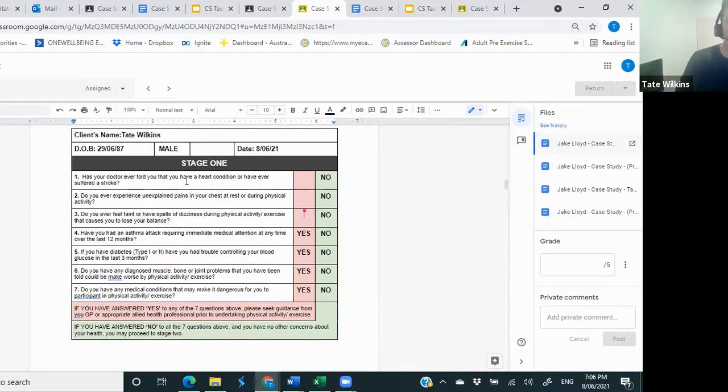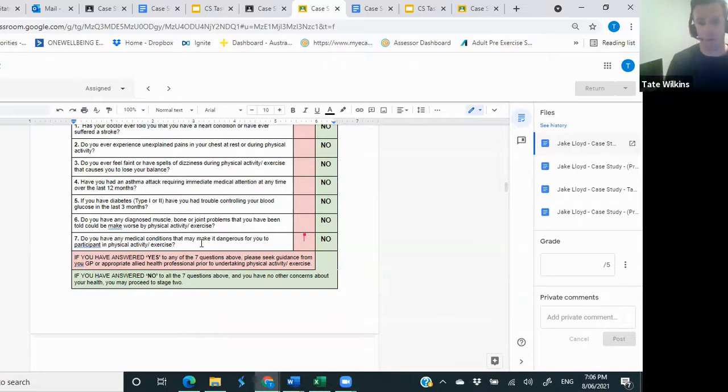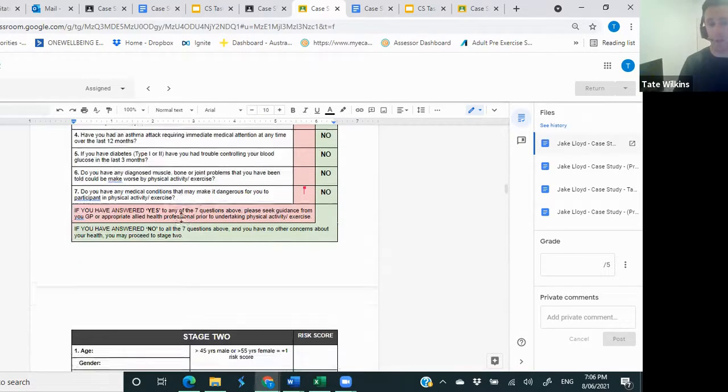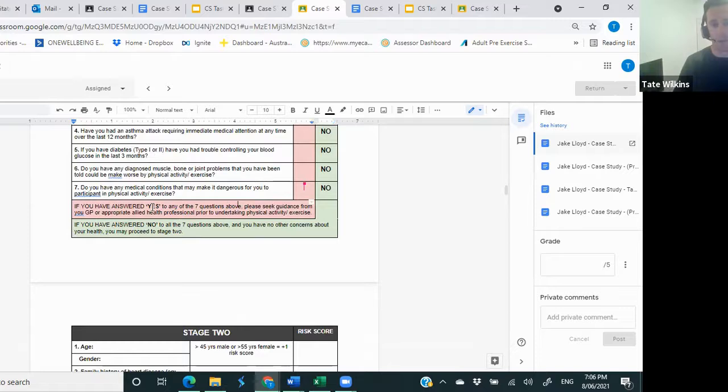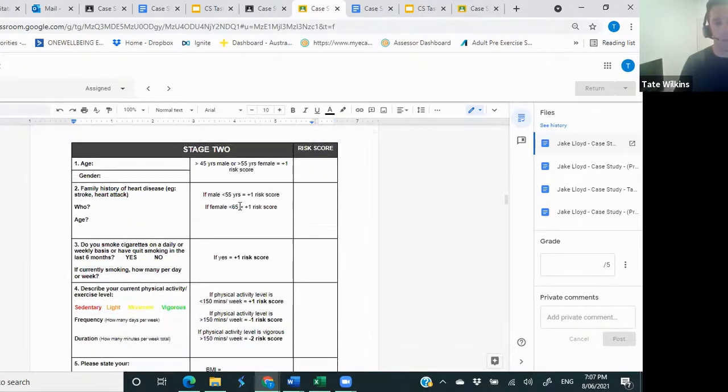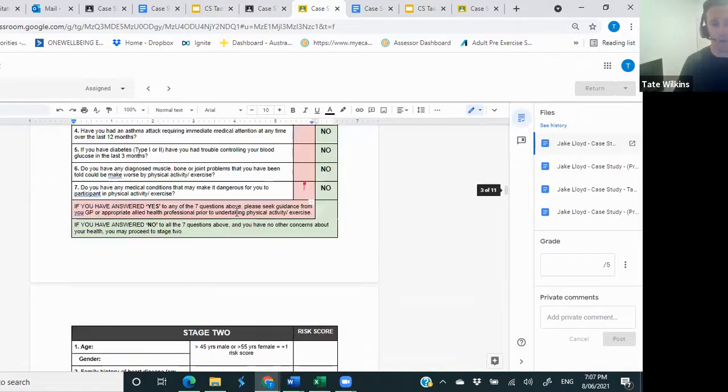So pretty much these ones are all high risk questions. Question 1 is about a heart condition, 2 is about chest pain, 3 is about feeling faint or dizzy during exercise. So it's all those sort of high risk questions for stage 1. That's why stage 1 is compulsory. If you answer yes to any of those, you can see it's a referral. So that's why, as I said, that one's compulsory.